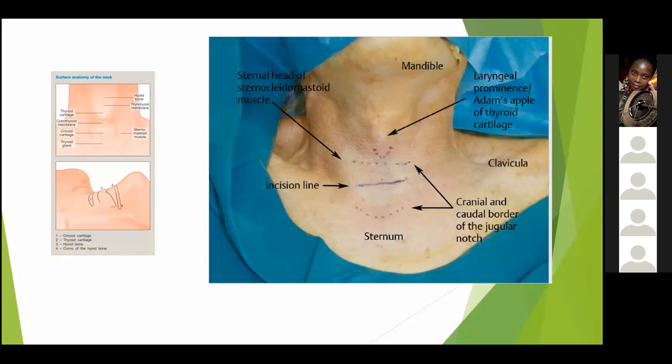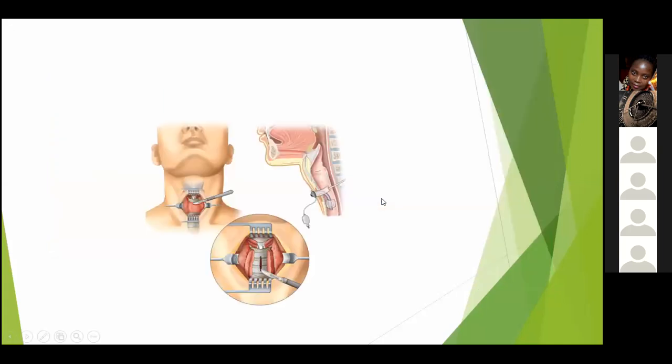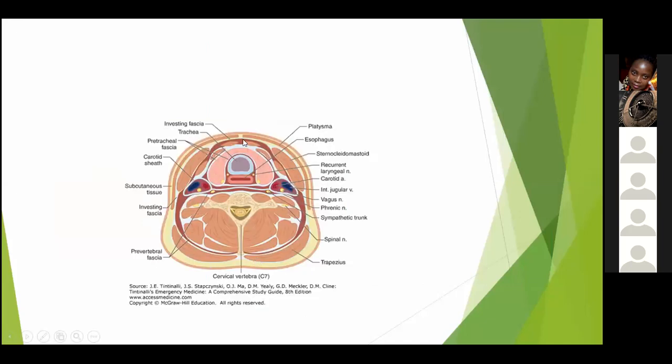And then also for the adults, it's also dependent. If it's an emergency, you may not have to do the horizontal one, because the horizontal takes a lot more time. Yes, it's cosmetically better, but it takes more time, and the chances of injuring muscle and vessels is higher for horizontal. So if it's an emergency situation, chances are that you're going to do a vertical incision rather than horizontal. And we're going to look at the different layers that you go through.